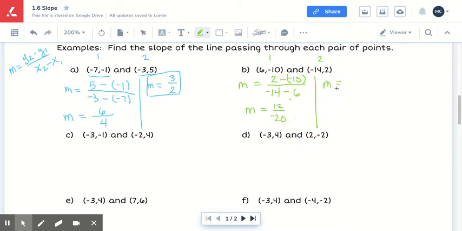All right, now we could reduce it. 12 and 20 are both divisible by 4. That would be the greatest common factor. So 12 divided by 4 is 3. 20 divided by 4 is 5.